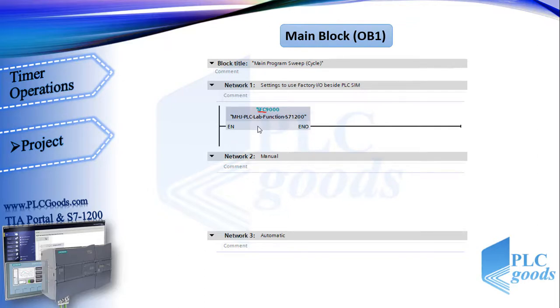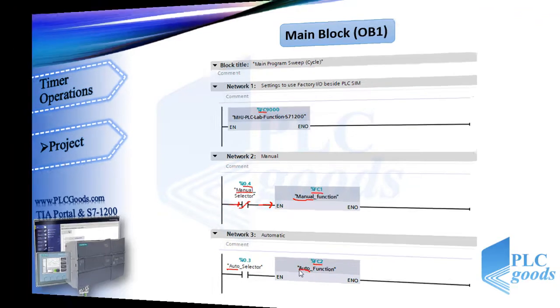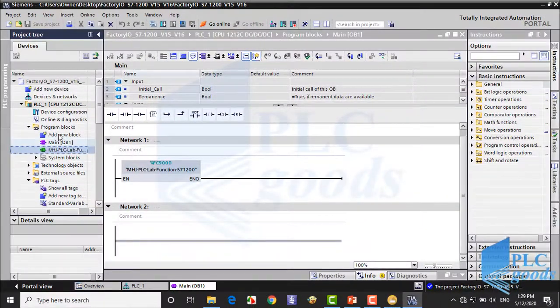As you see, in this project, we're going to use 2 functions. When the manual mode is selected, this function will be run, which include a suitable program for this mode. And when the automatic mode is selected, this related function will be executed. Now let's see how we can define a function in TIA software.